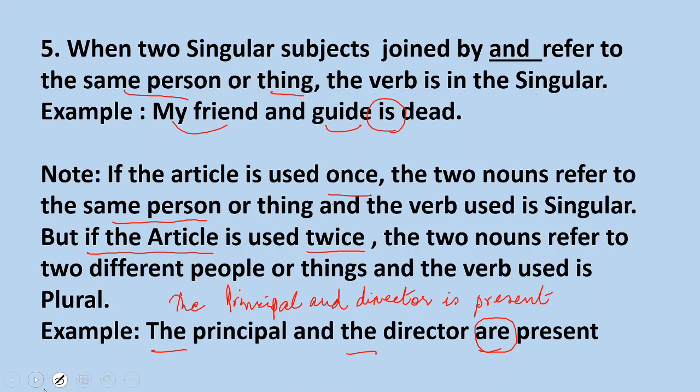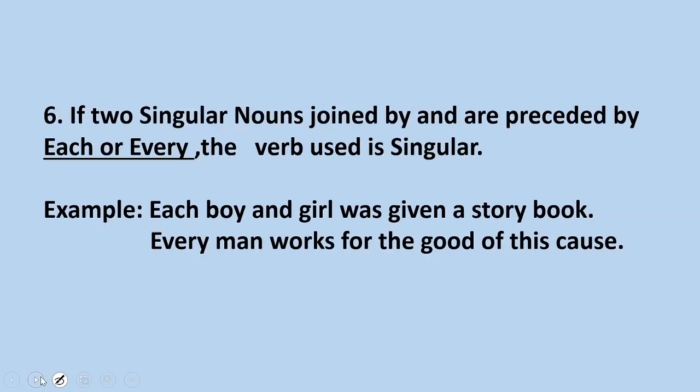Next we do number 6. Now learners, if you don't understand, please write in the comment box so that I can explain further in some other session. If two singular nouns joined by "and" are preceded by "each" or "every", the verb used is singular.